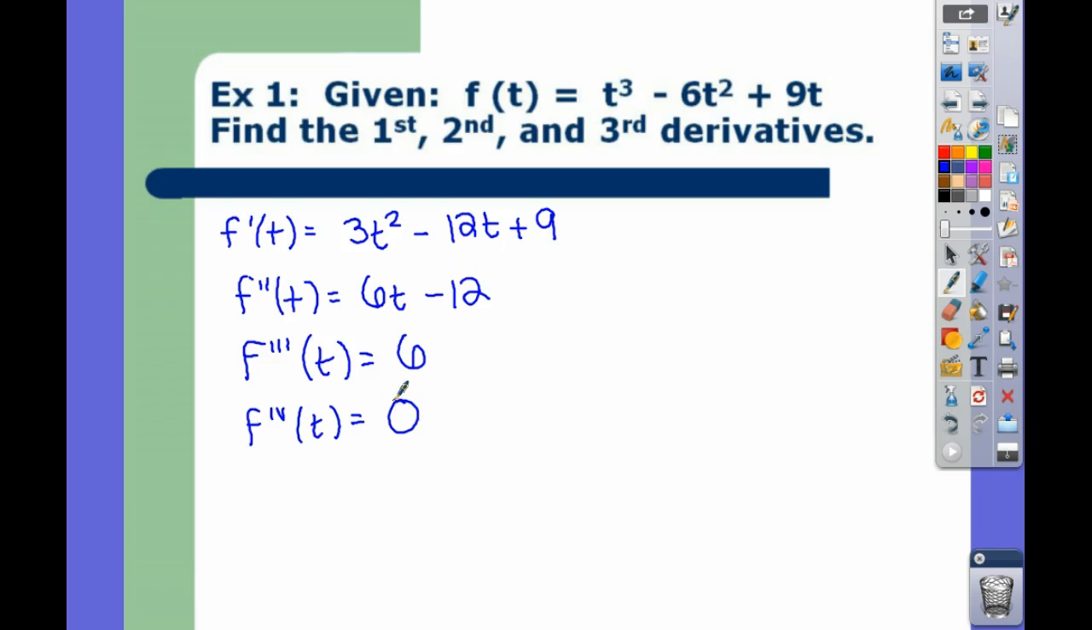So ultimately, you kind of run out of derivatives, right? There will be functions that can run out of derivatives. You can see how each of these functions went down. Cubed becomes squared, squared became linear, linear became constant, constant became 0.